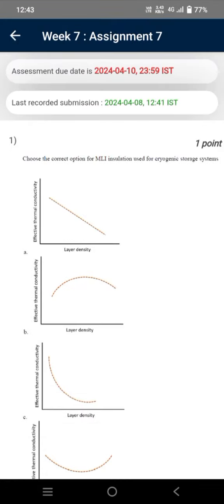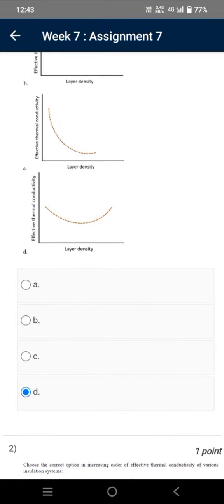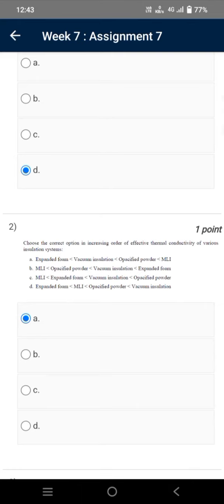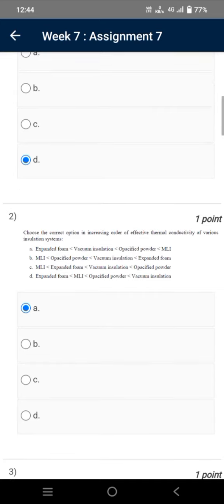The answer for our first question will be option D. For the second question, answer will be option A. That is expanded foam less than vacuum insulation less than occupied powder less than MLI.